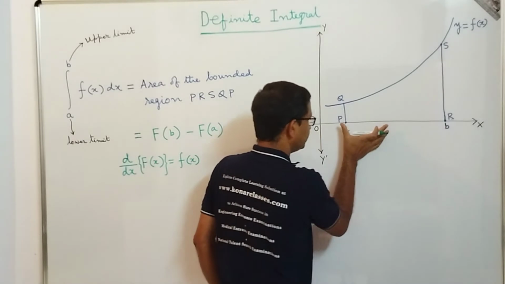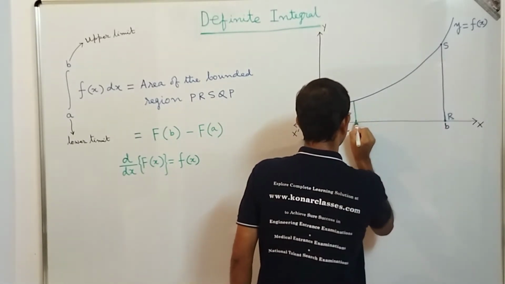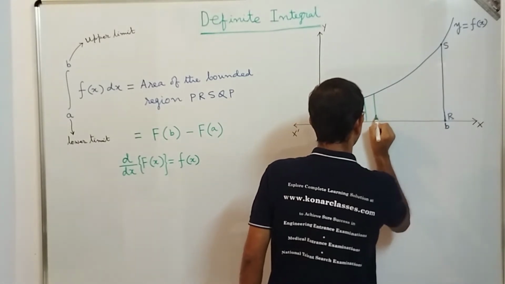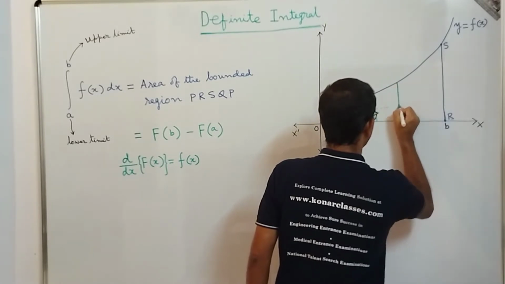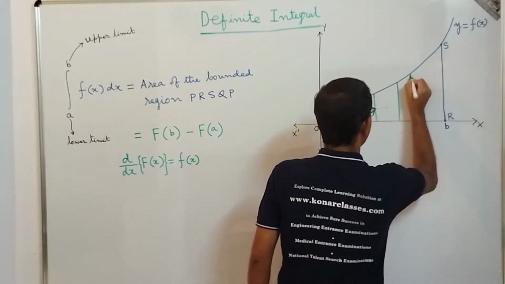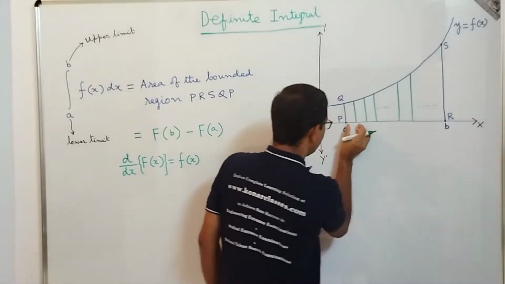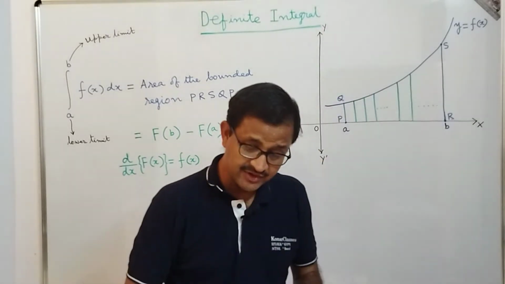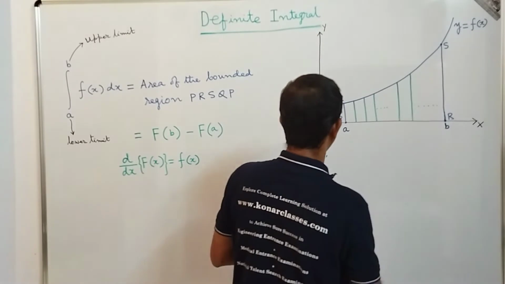For that, first we are dividing this portion P to R, that is A to B, into equal parts, equal intervals, as you see here. In that way we are making equal intervals. So this is one interval, and it continues, and the widths of these intervals are equal, and let us define the width of this interval as h. So then what are we going to get, dear students?